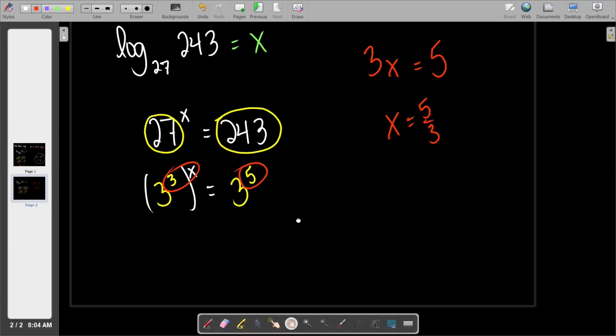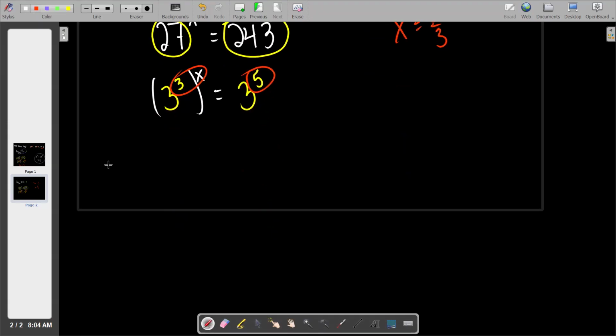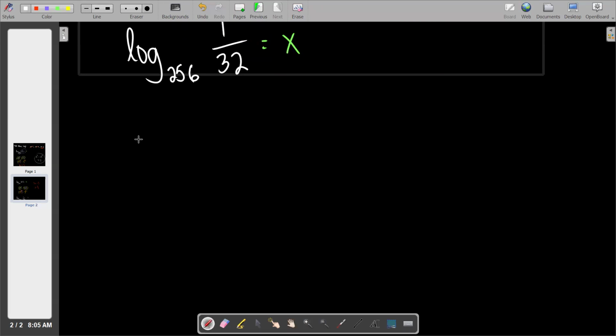All right, I got 2 more on my note card. They're both fractions, so let's knock these out. Let's do log base 256 of 1/32. Go ahead and add the obligatory x. And we're off. Initially, the equation says 256 to the power of x equals 1/32. And 2 is our guy here, right? And that's, again, use your sheet. That's what it's there for.